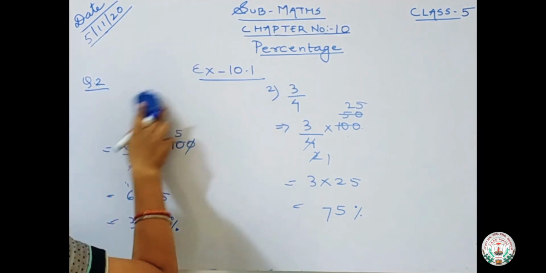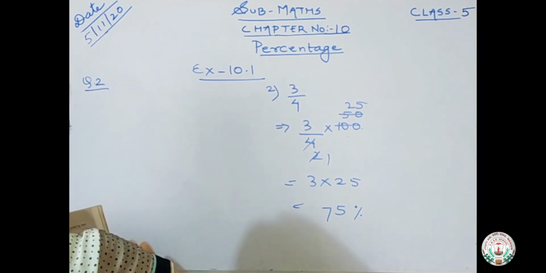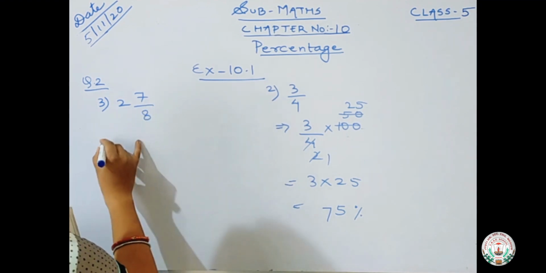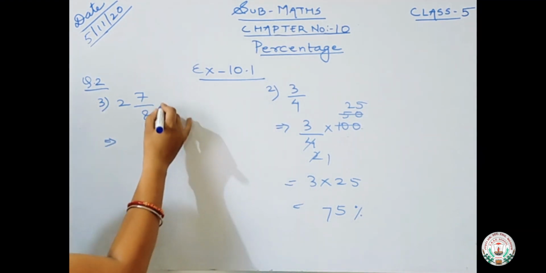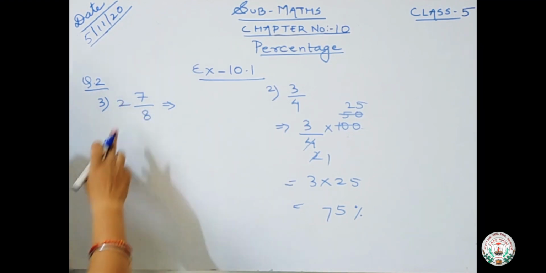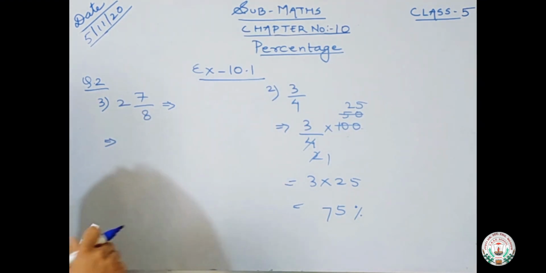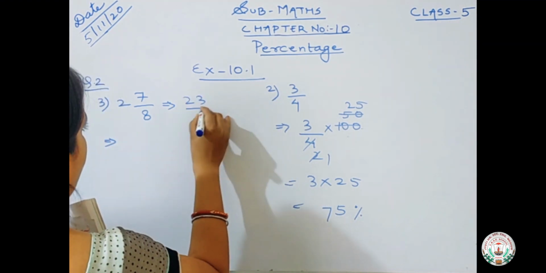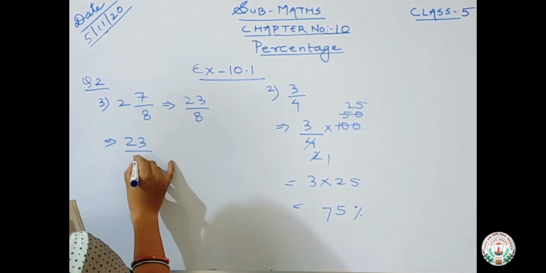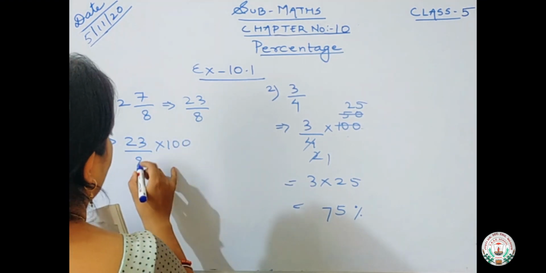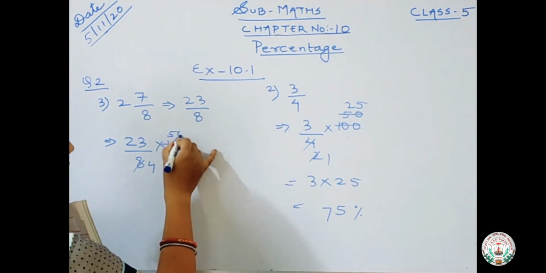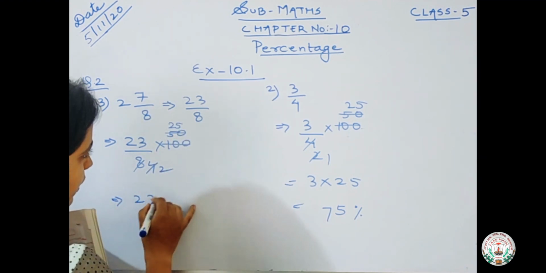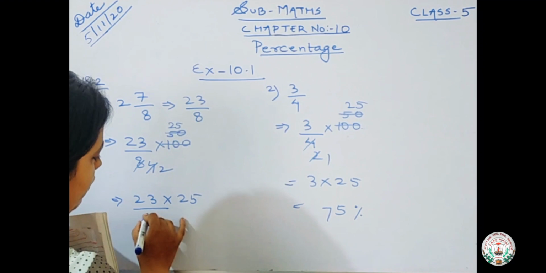Next, again, is given in mixed fraction: 2 7 upon 8. Third one is 2 7 by 8. Again first we will change this mixed fraction. 8 2s are 16, 16 plus 7 is 23. 23 upon 8. 23 by 8 into 100. 2 4s are 8, 2 2s are 4, 25 remains. So what is left out? 23 into 25 upon 2.